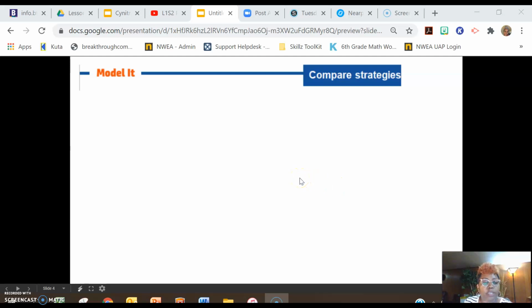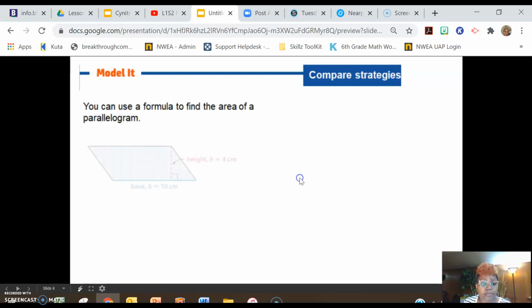Scholars, next we're going to look at a model of finding an area of a parallelogram. You can use a formula to find the area of a parallelogram. This is slightly different than using the composing and decomposing method that we used in the picture it. So let's see what this looks like.